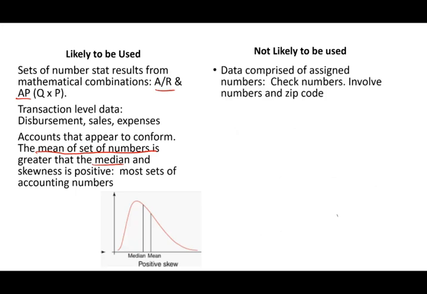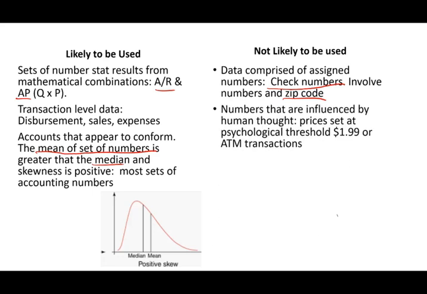When is it not likely to be used? When don't you use Benford's Law, because it doesn't give you appropriate results? It's when the numbers are assigned by someone, like check numbers. Check numbers are not randomly produced. They are assigned 1, 2, 3, 4. There's no meaning to them. You also don't want to analyze zip codes. Zip codes have numbers, but that doesn't mean that 30% of them are going to start with the number 1. Also numbers that are influenced by human thought, like prices at a psychological threshold, where somebody decided the price to be $1.99, or ATM transactions where you have a minimum of $20 or a combination of $20, or any account with a built-in minimum and maximum.